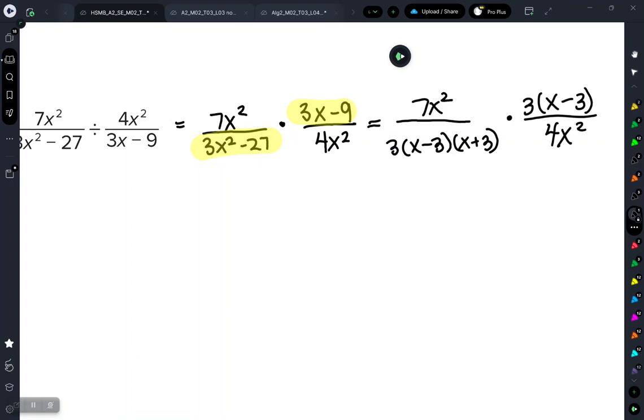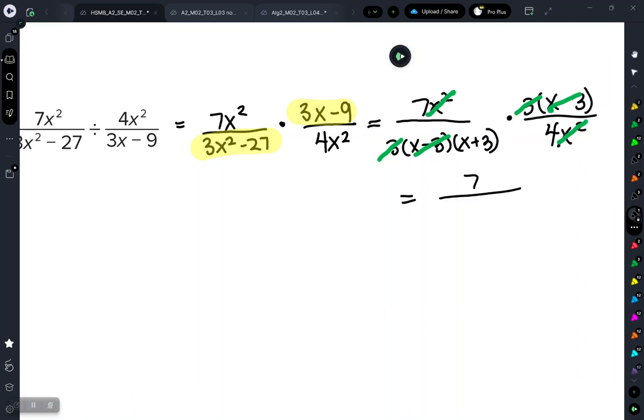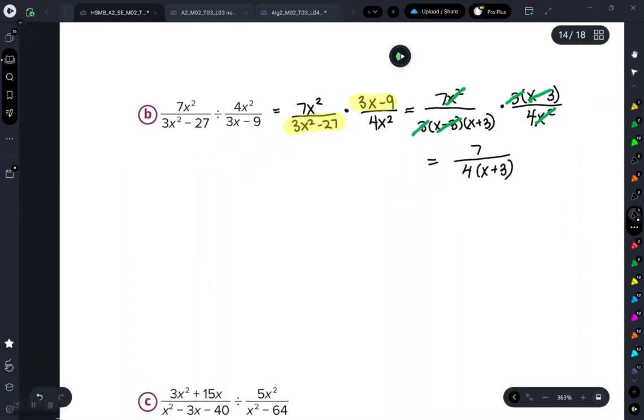Okay, let's do some canceling. So I see a 3 and an x minus 3. Gone. I also see an x squared and another x squared. They're exactly the same. They're gone. Multiplying across, the only thing I have left in the numerator is a 7. In the denominator, I have a 4 times x plus 3. All right. There's one more.